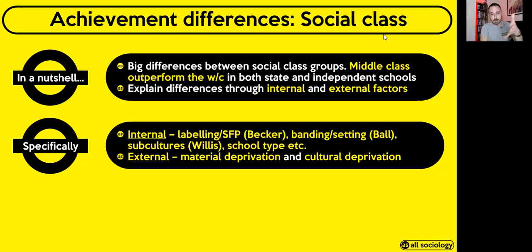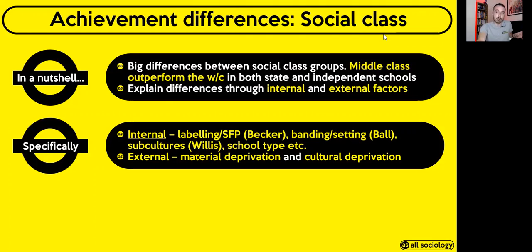Now, when I explained a little bit about labeling and how it can work, I think that was in video 7, go back and have a watch of it, you'll understand a little bit how that can lead to a self-fulfilling prophecy. If you're told constantly you're going to fail, you are going to start believing that. Meanwhile, if you're told constantly you're going to succeed and do very well, you are going to start believing that, and it's going to come true. In terms of banding and setting, we've got disproportionate amounts of working class kids in lower bands and lower sets, and Ball would argue that that is a key reason why working class kids don't do as well.